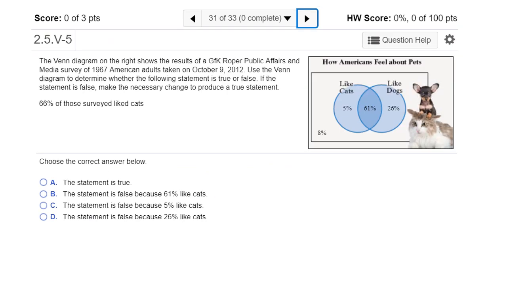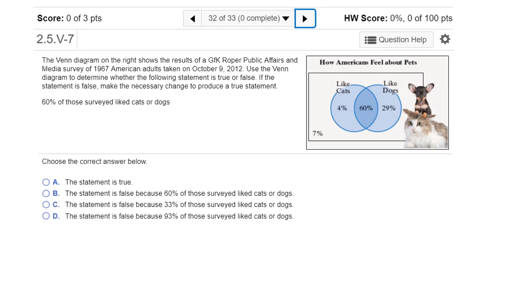In number 31, we have another survey result that's given by a Venn diagram. This Venn diagram shows how Americans feel about their pets, in particular whether they like cats or dogs or neither. The statement that we've been proposed is that 66% of those surveyed liked cats. So we will look at only the cat circle and see if that percentage is accurate. If you look at it, 5 plus 61 is indeed 66%. So this would be true. 66% of those surveyed did like the cats.